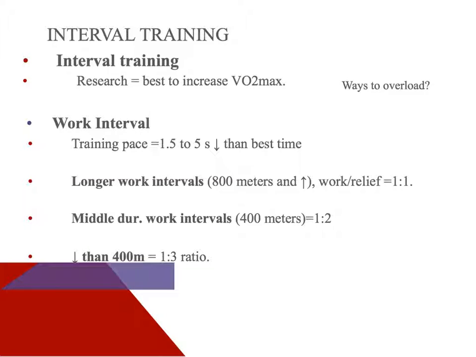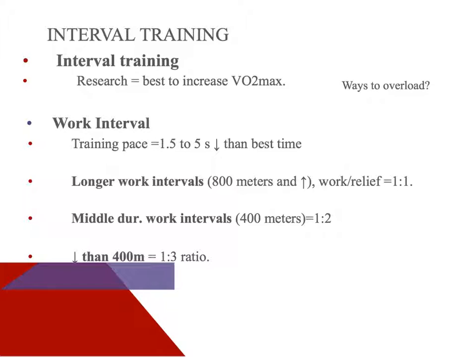One example of a 1-to-1 work to rest ratio would be to do an 800-meter run and then rest for 800 meters. That would be a longer work interval. 800 meters is quite a long interval to complete at a high intensity. If you've ever run an 800, I think you probably know exactly what I'm talking about.